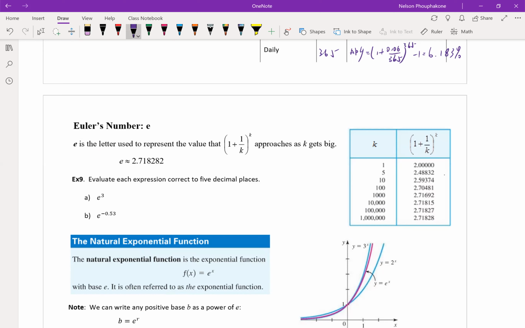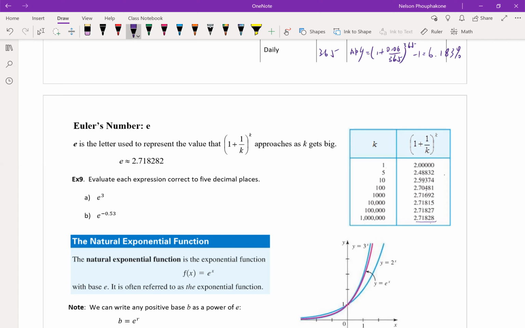Suppose as k gets big. So you will see in this table, when k is 1, (1 + 1/k)^k is 2. When k is increased, do you see that the number is getting bigger? But one thing about this is the number is not getting bigger and bigger to infinity. However, the number is getting bigger and bigger toward a number, okay?